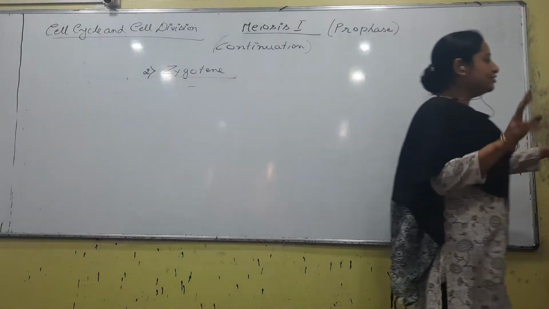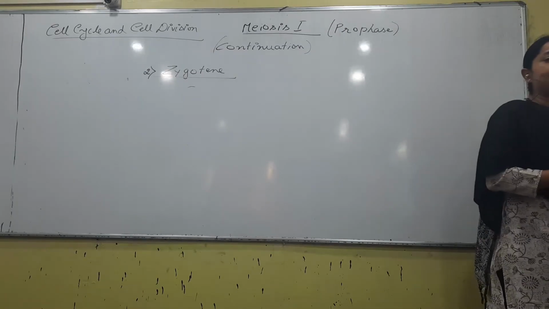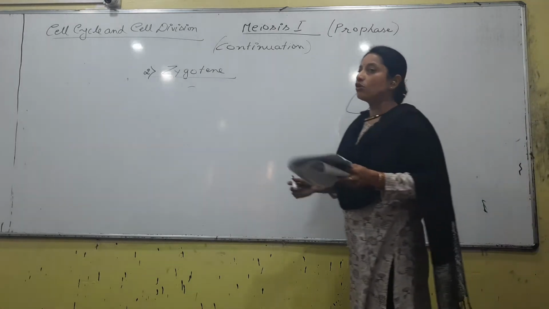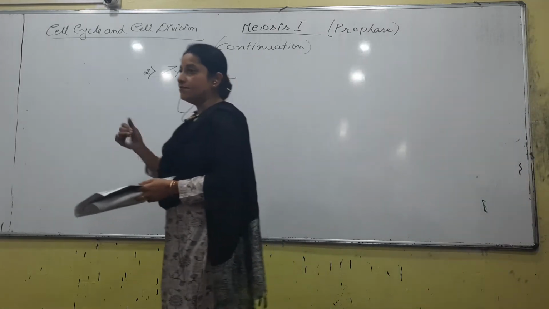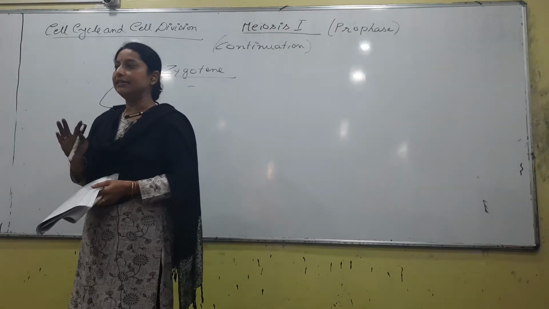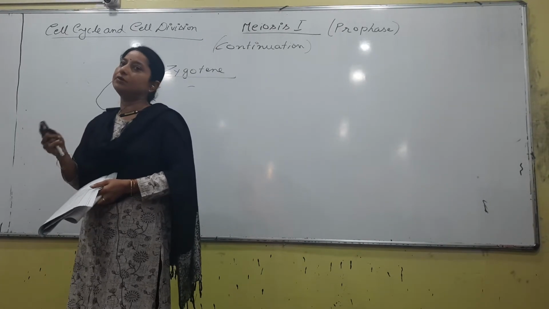The pair that forms because of synapsis, what do we call that pair? It is said to be a bivalent. Right? So what are the important points about zygotene? First, synapsis takes place. Second, formation of bivalent. Third, formation of synaptonemal complex.